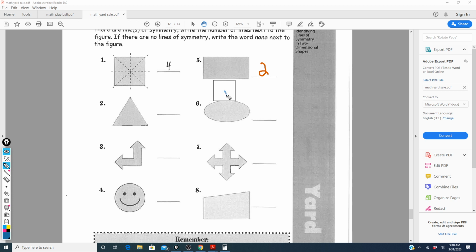Number 6, a line of symmetry: middle, because I can fold this left to right, or I can take it right in the middle this way and fold it up and down like this. That should also be 2 lines of symmetry on that. Okay.